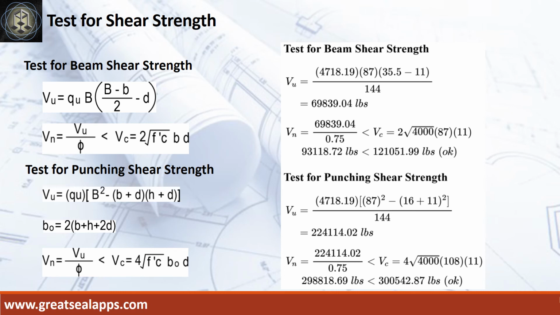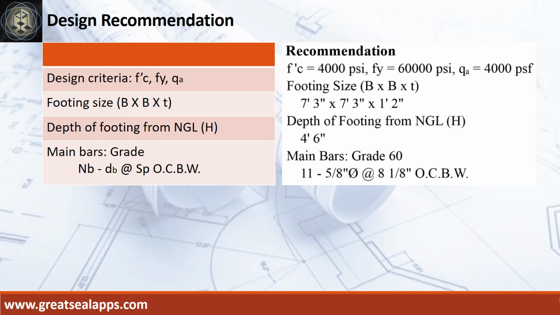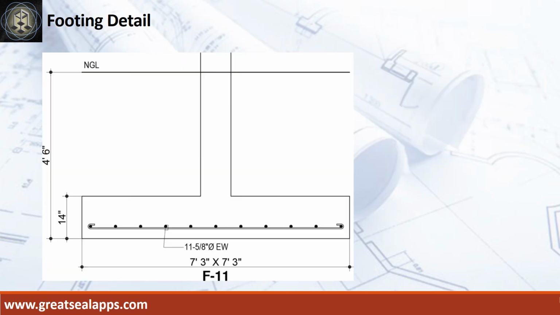Design recommendation as follows: FC prime equals 4000 psi, Fy equals 60,000 psi, QA equals 4000 psf, footing size is 7 feet 3 inches by 7 feet 3 inches by 14 inches, depth of footing from natural grade line 4 feet 6 inches, main bars of grade 60, 11 pieces 5/8-inch diameter bar at 8 and 1/8 inches on center both ways.